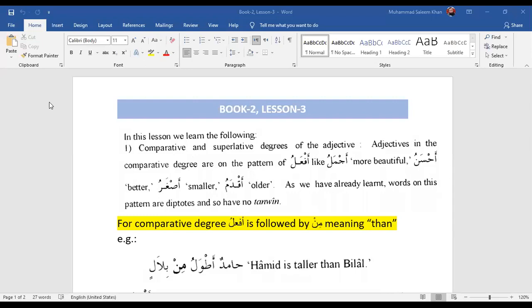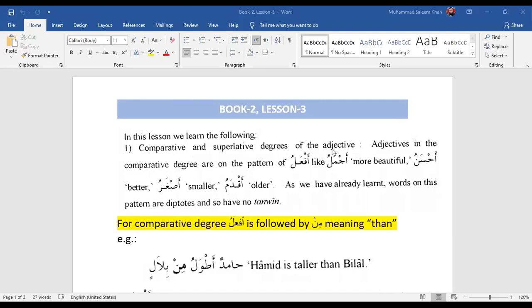Today, inshallah, let's start lesson number 3 of book 2. In this lesson, we will learn about the comparative and superlative degrees of the adjective. It's similar to what we have in English. For example, from an adjective, we make comparative degrees and we make superlative degrees.